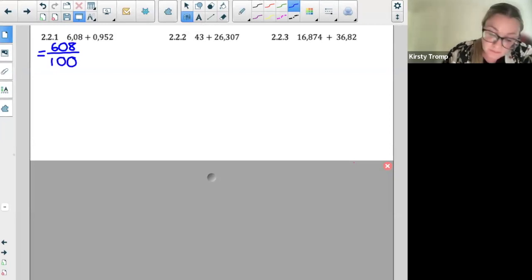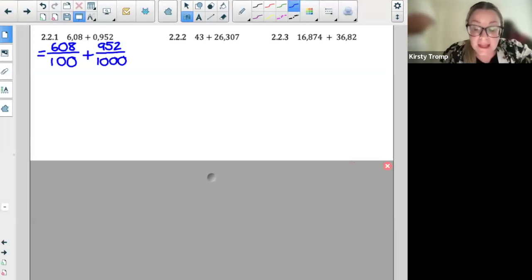Okay. Plus 0,952 is the same thing as saying 952 over 1,000. All right. So there are my two fractions that I've now got, and I need to go and add these fractions now. I like working in fractions. It makes my life a lot easier, so that's what I like. If you don't like it, that's okay. You don't have to do fractions, but that's what I like to do.